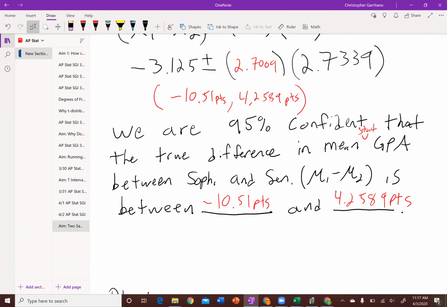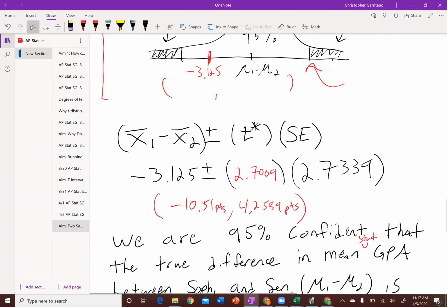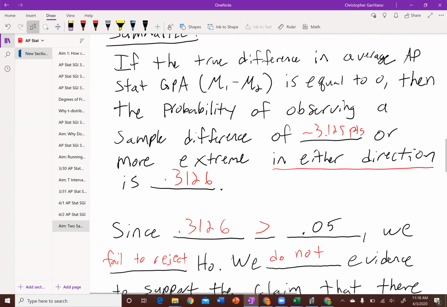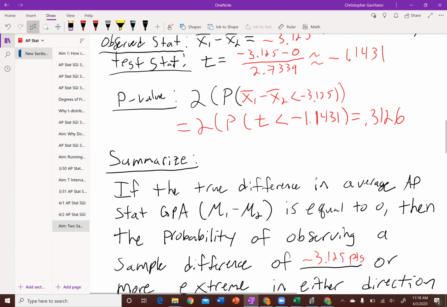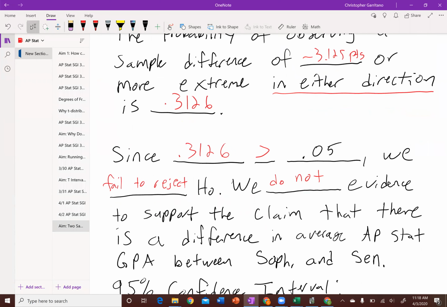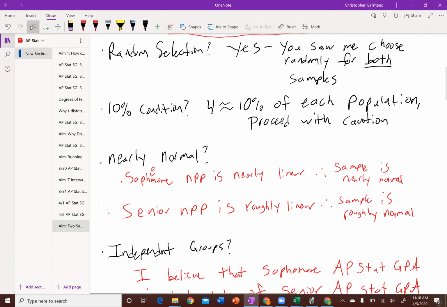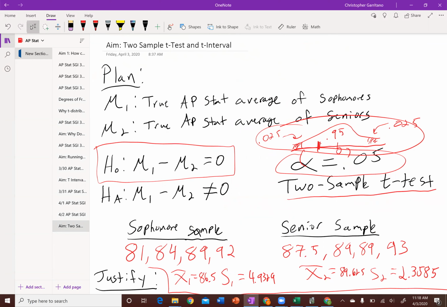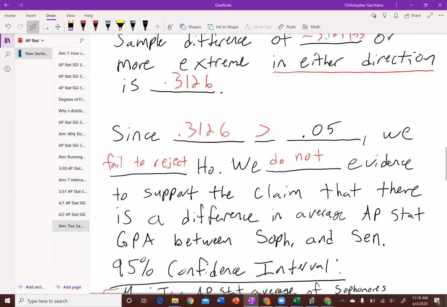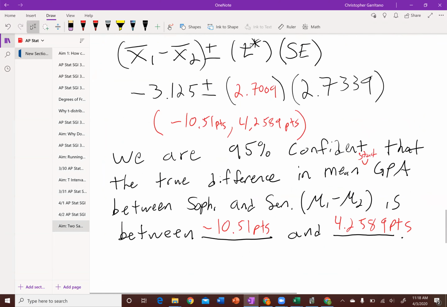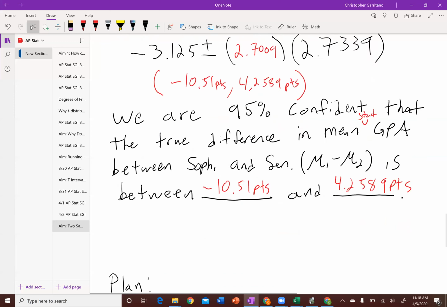So basically, I want to point out that the value 0 is in this interval, which means it's feasible that there is actually no significant difference. And that should not be a surprise that 0 is in this interval, because that agrees with the hypothesis test that we just ran. Remember the hypothesis test, we failed to reject the null hypothesis. The null hypothesis was that mu1 minus mu2 equals 0. And we failed to reject that. So it's feasible that there is no difference. And we're seeing that both from the hypothesis test point of view and from the confidence interval point of view.